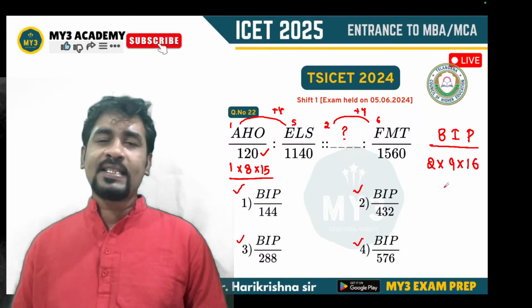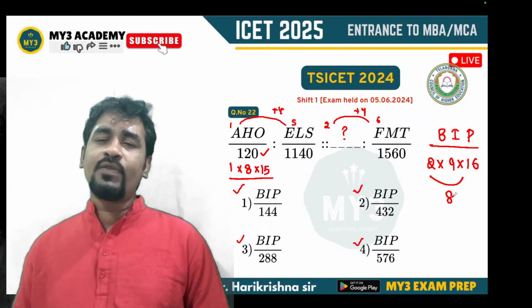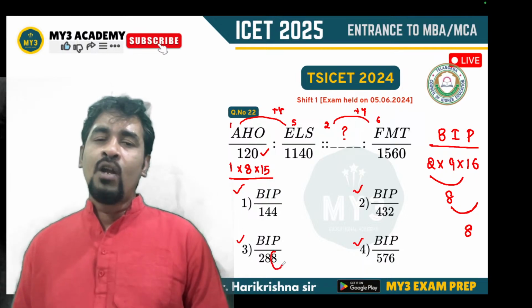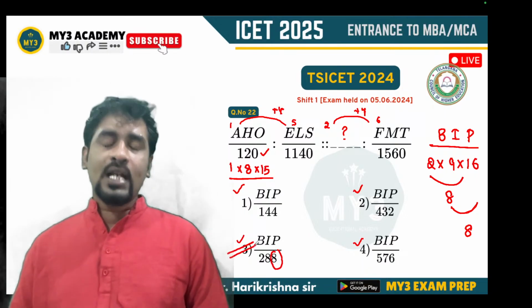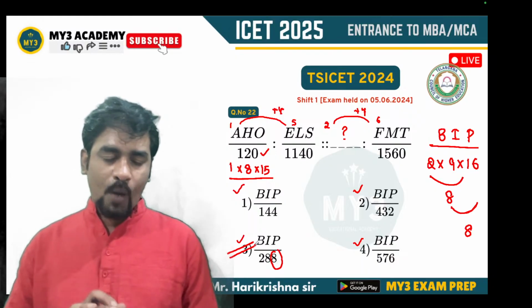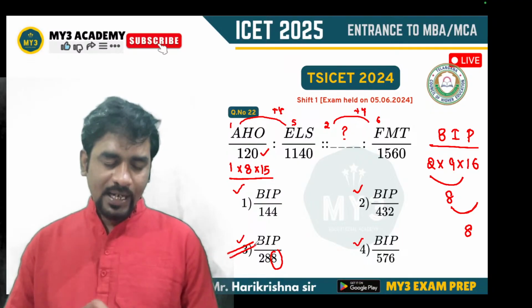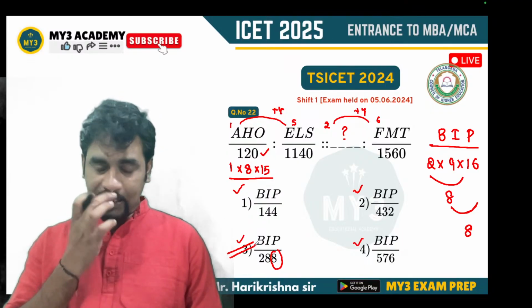It is not necessary to find the entire product. You can at least check the last digit of the product. 9 into 2 is going to end with 8. 8 into 6 is going to be 48. The answer should end with 8. Which option is ending with 8? Only option 3. So directly you can mark the answer. Your answer is going to be option 3 here. Are you clear, guys? Yes, option 3.